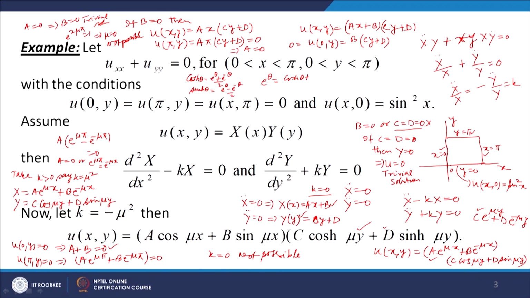Okay? So, corresponding to e to the power mu y, you can write, if you add here, e to the power theta becomes cos hyperbolic theta plus sin hyperbolic theta, and e to the power minus theta becomes cos hyperbolic theta minus sin hyperbolic theta. Okay. So, e to the power mu y you can replace by cos hyperbolic mu y plus sin hyperbolic mu y, and e to the power minus mu y you can replace by cos hyperbolic mu y minus sin hyperbolic mu y, and then collect the coefficients of cos hyperbolic mu y and sin hyperbolic mu y. There are some constants. So, we can replace them by new constants, and we have the solution also in this form.